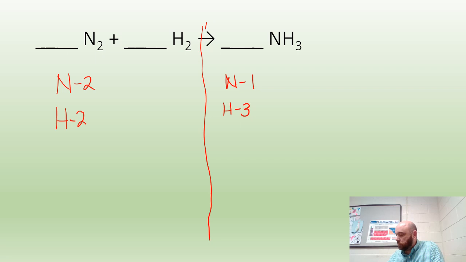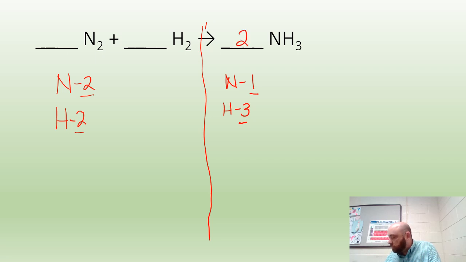I do not have 2 nitrogens here and 1 nitrogen here, 2 hydrogens here and 3 hydrogens in the products. That cannot be. A hydrogen cannot appear from nowhere, and our nitrogen is not allowed to disappear. So we must adjust our coefficients to make this better reflect reality.